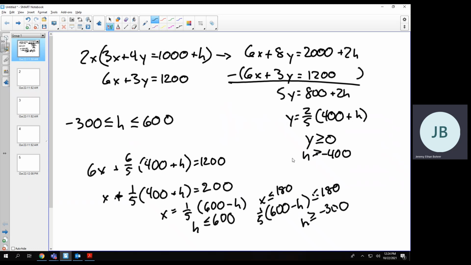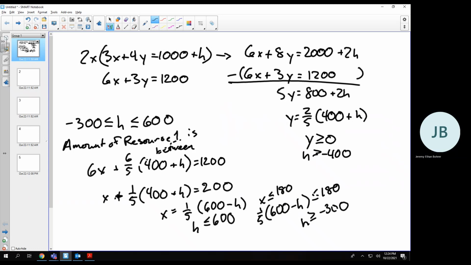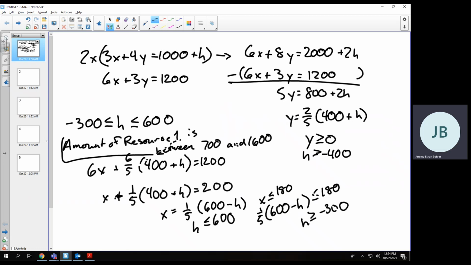So the amount of resource 1 must lie between 1,000 minus 300, or 700, and 1,000 plus 600, which is 1,600. There is the answer to this first part of the question.